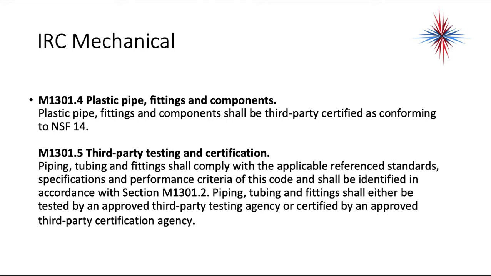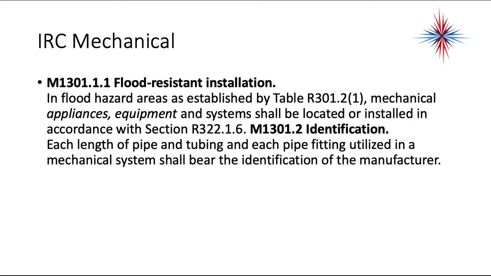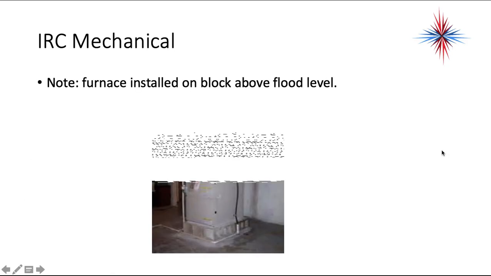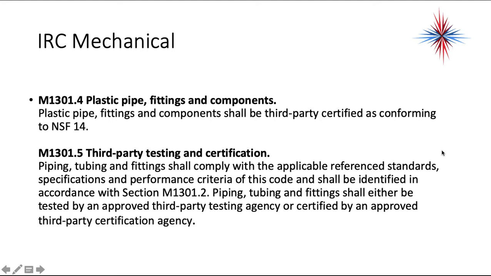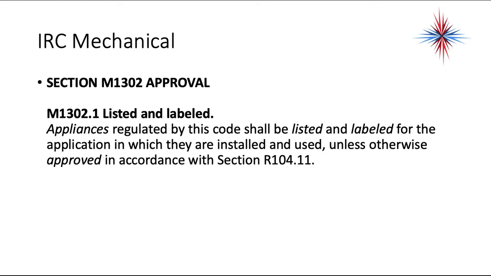Third-party testing and certification: piping, tubing, and fittings shall comply with the applicable reference standards, specifications, and performance criteria of this code, and shall be identified in accordance with Section 1301.2. So what did 1301.2 tell us? Basically it told us that every length of piping has to be identified. So it's back-referencing prior sections of the code.